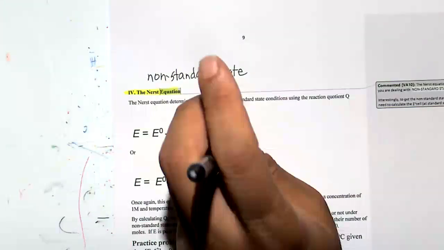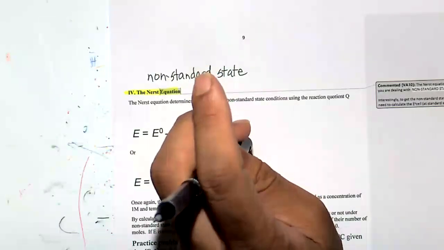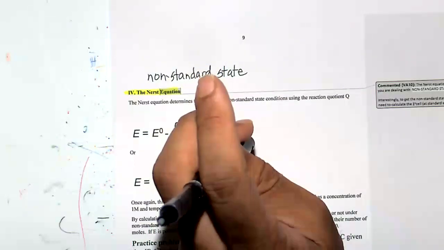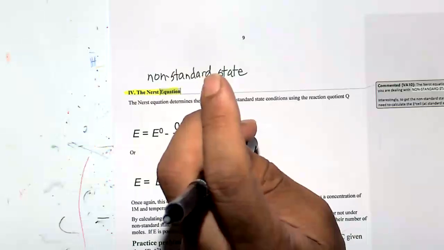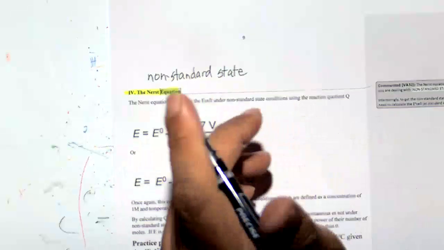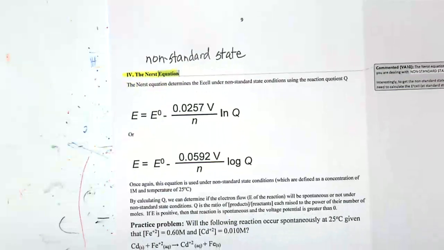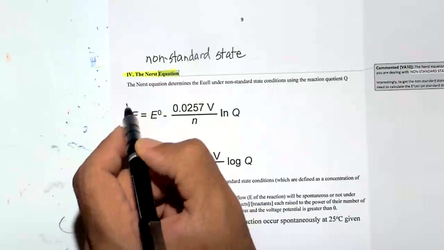So, standard state is a very specific set of conditions: 1 atmosphere, 25 degrees C, 1 atm pressure. Non-standard state is something that's not one of those. All right, so we're talking about non-standard state.